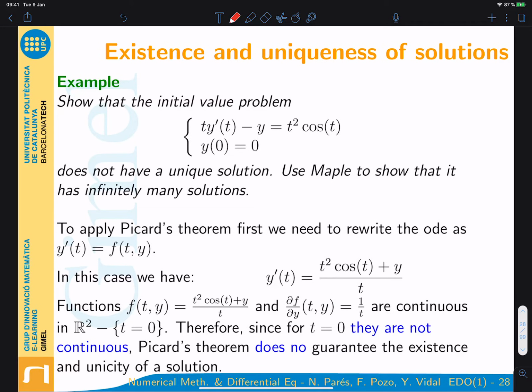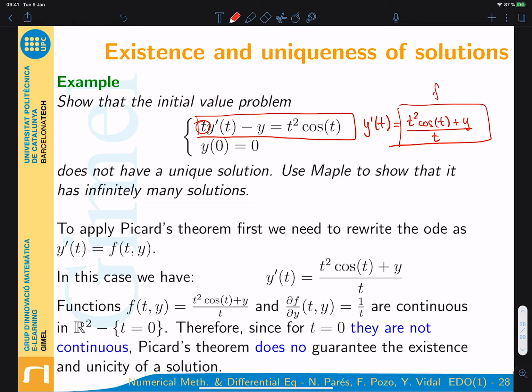A last example. Here, the ordinary differential equation is this one. The first thing we need to do is to rewrite it properly. We need to isolate y prime of t on the left-hand side. So this equation will look like t squared cosine of t plus y, and then everything would be divided by t. Okay, this t comes from here. So this term on the right-hand side is f of t, y.